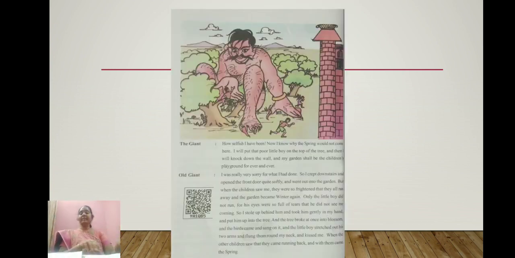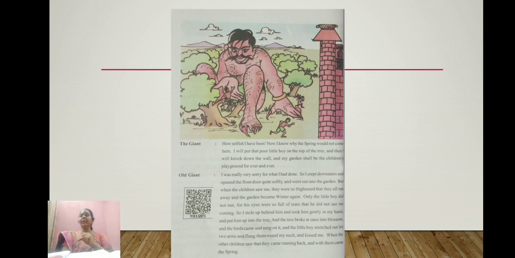Okay, look there. So there we are, we are finding the giant there. The giant is there. What is the giant doing? The giant: "How selfish I have been." Okay, I already told you that the old giant is a selfish character. Now the giant realized how selfish he has been. "Now I know why the spring would not come here."